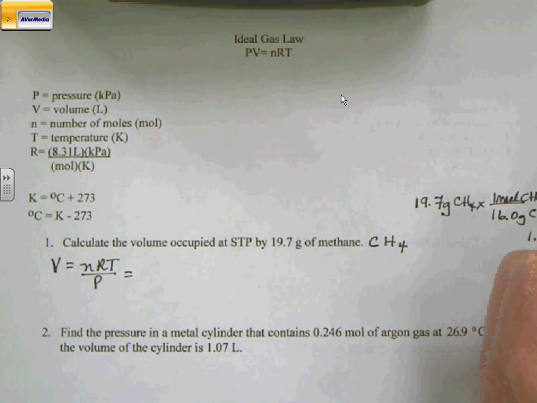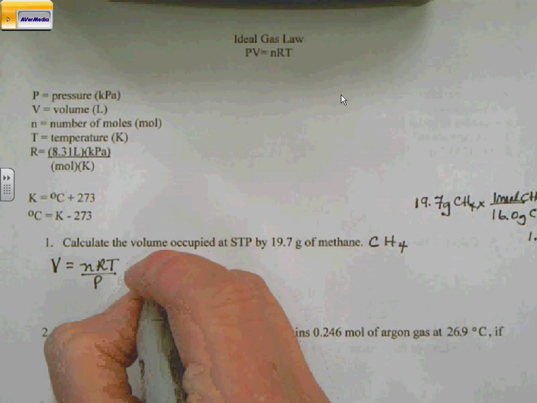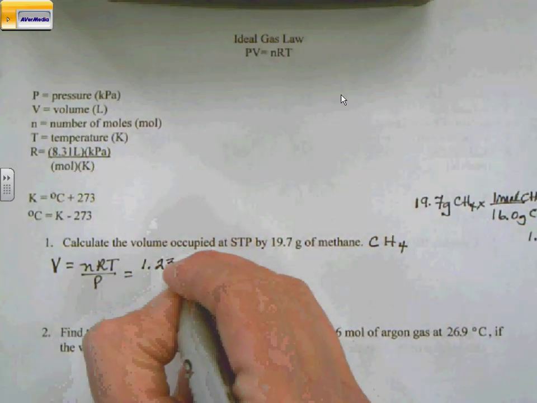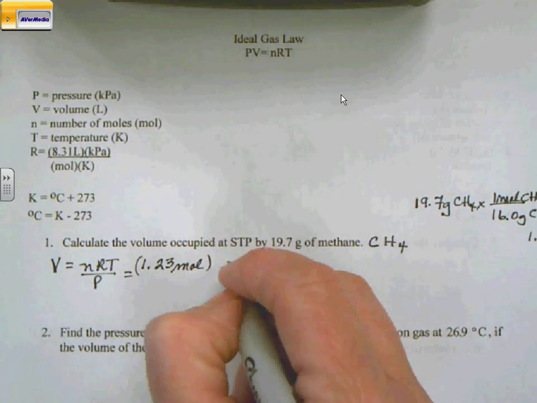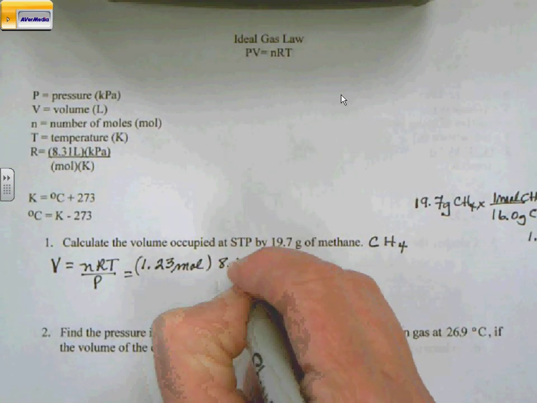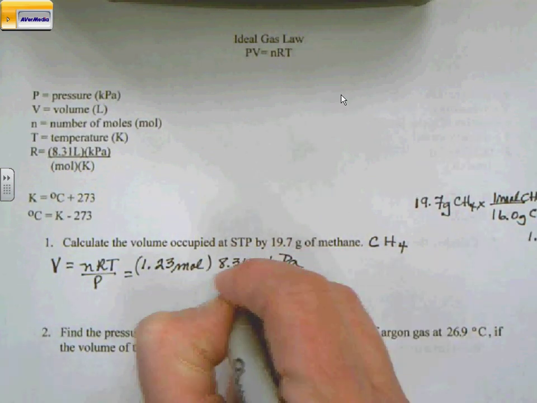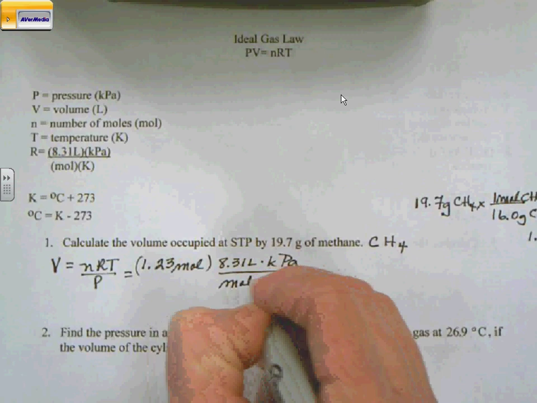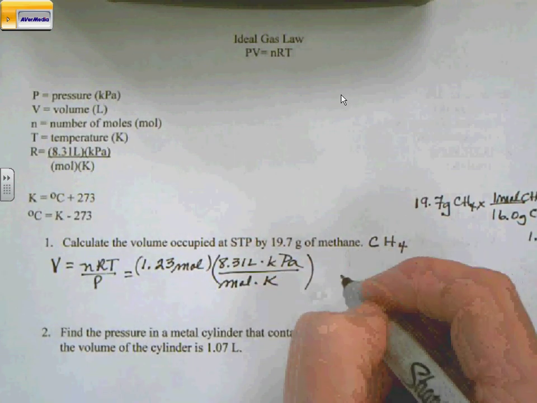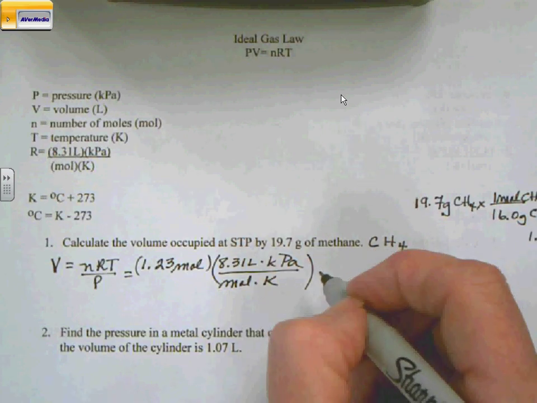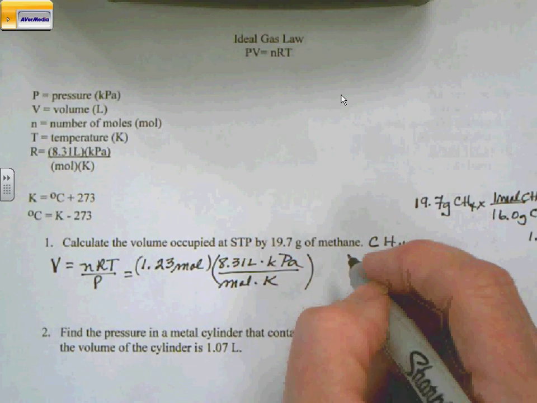R is the constant 8.31 liters times kPa divided by moles times temperature. T is the temperature. It says at STP. So recalling that standard temperature and pressure, the standard temperature is 273 Kelvin. And now we have divided by pressure. The pressure is 101.3 kPa because that's standard.